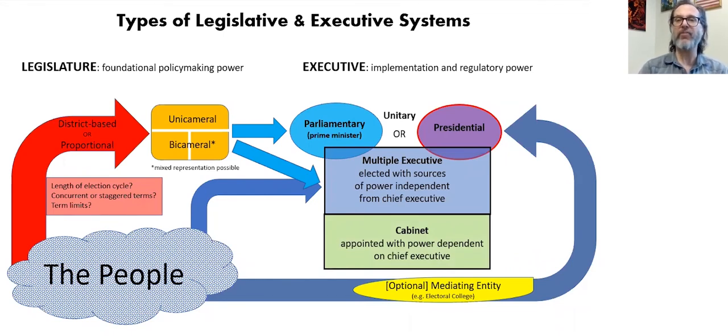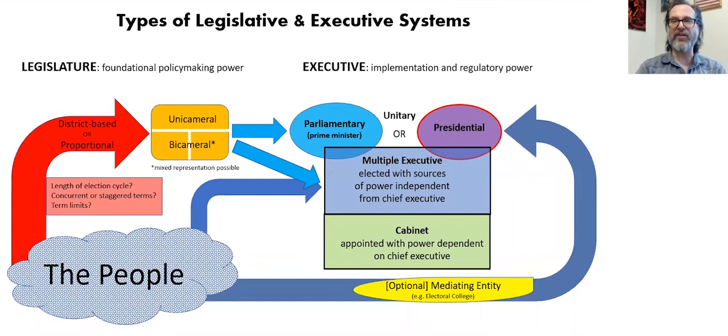Whether you have a unitary or multiple executive, you're also going to have a cabinet of some kind that's going to be appointed. So that green box down there with the cabinet exists whether you have a unitary or multiple executive. The difference between a unitary and multiple executive is that in a unitary system, everybody but the chief executive is appointed. In a multiple executive, the chief executive and other executive officers are independently elected and have an independent source of power, not just an independent selection mechanism, but an independent source of power.